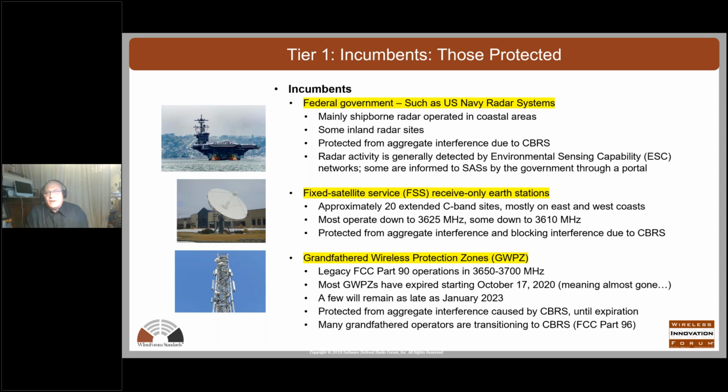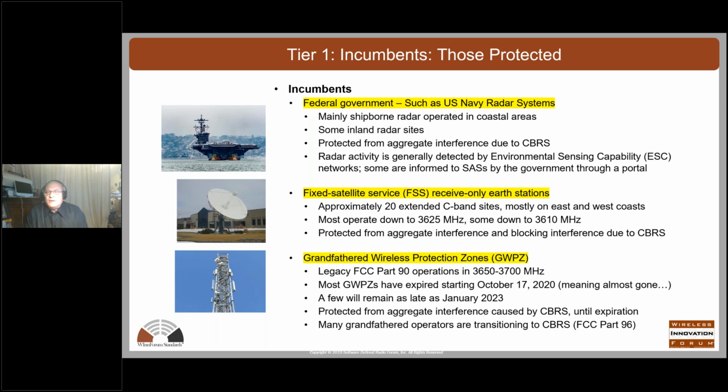Next, we have fixed satellite systems. These are ground-based Earth stations that relay signals on various sites. Those that were going into the C-band, some of those have been moved out, some are still operating. Most operate 3625 to 3610, and they have to be protected from interference. And that's one of the jobs that the SAS does through CBRS.